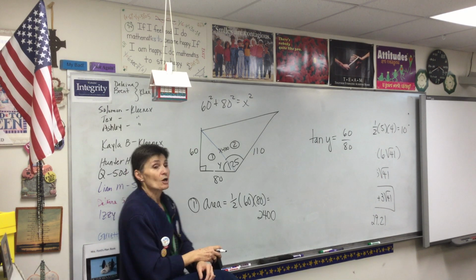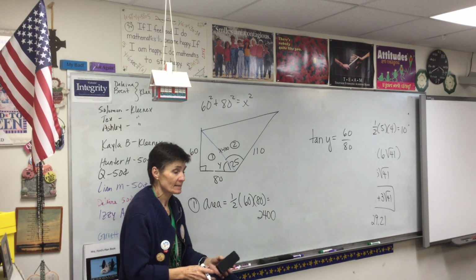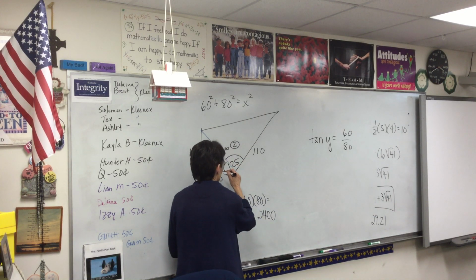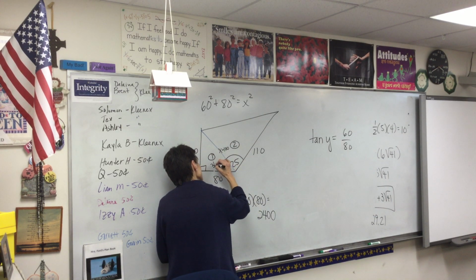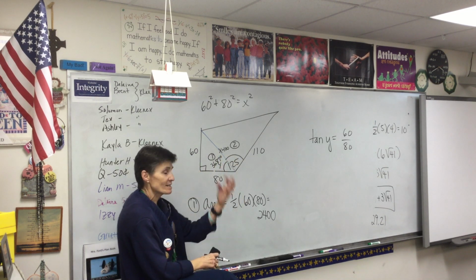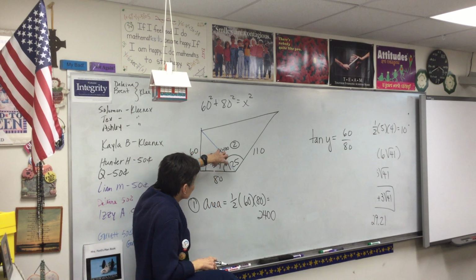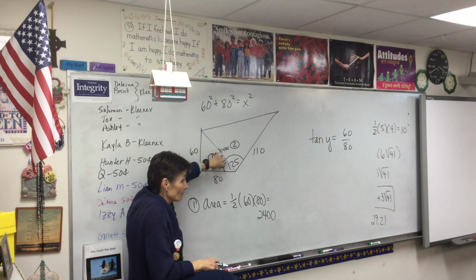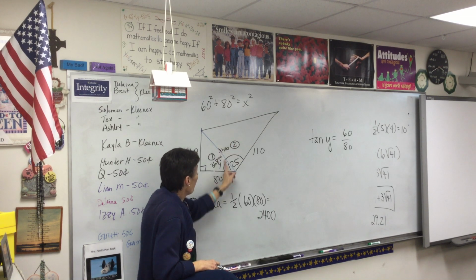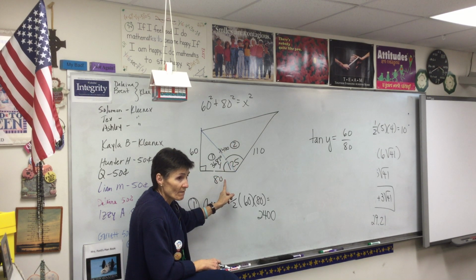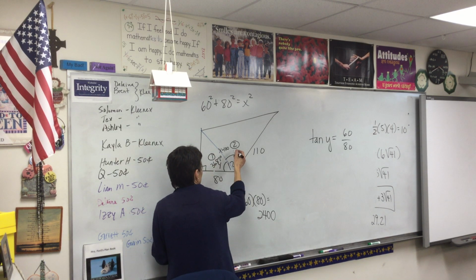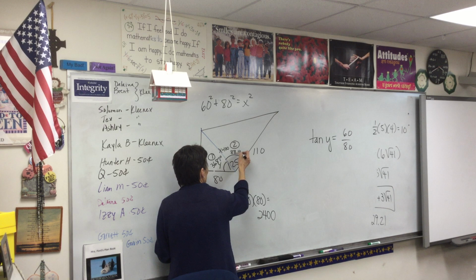So second tangent, 60 over 80, 36.87. Now, are you still with me? This is so exciting. This is this angle. This is the one we needed. 125. The whole thing was 125. So what's this part of it? 88.13.